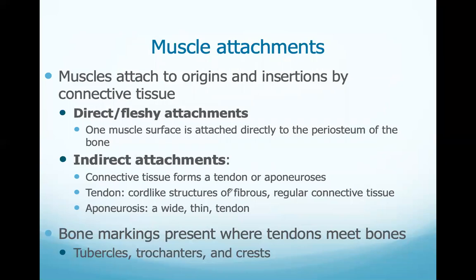Now, we already talked about some of these when we looked at the skeletal system. Bone markings like tubercle, tuberosity, crest, and trochanters, all of these bumps, grooves, or roughened surfaces of the bones, are points of attachment for the muscles. And again, these attachments could either be direct or indirect.